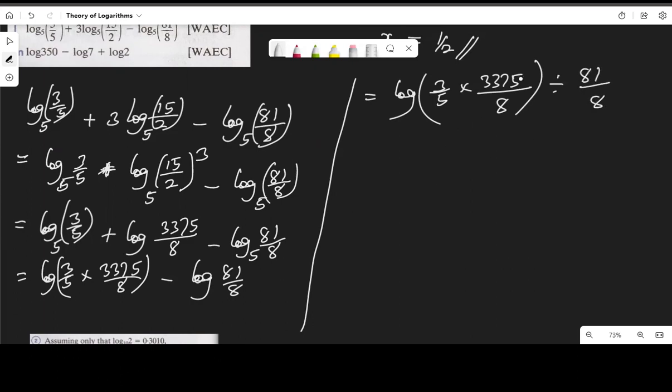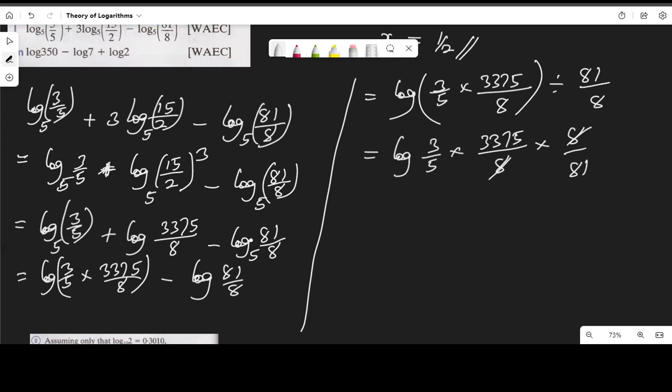I don't want to multiply this because I want to reduce the fraction as much as I can. This will be log 3 over 5 multiplied by 3375 over 8 times 8 over 81. 8 here, 1, 8 here, 1. Let's see whether 3375 divides by 81. It doesn't. Let's reduce. Let's see if it's supposed to divide by 5 since it's a multiple of 15.